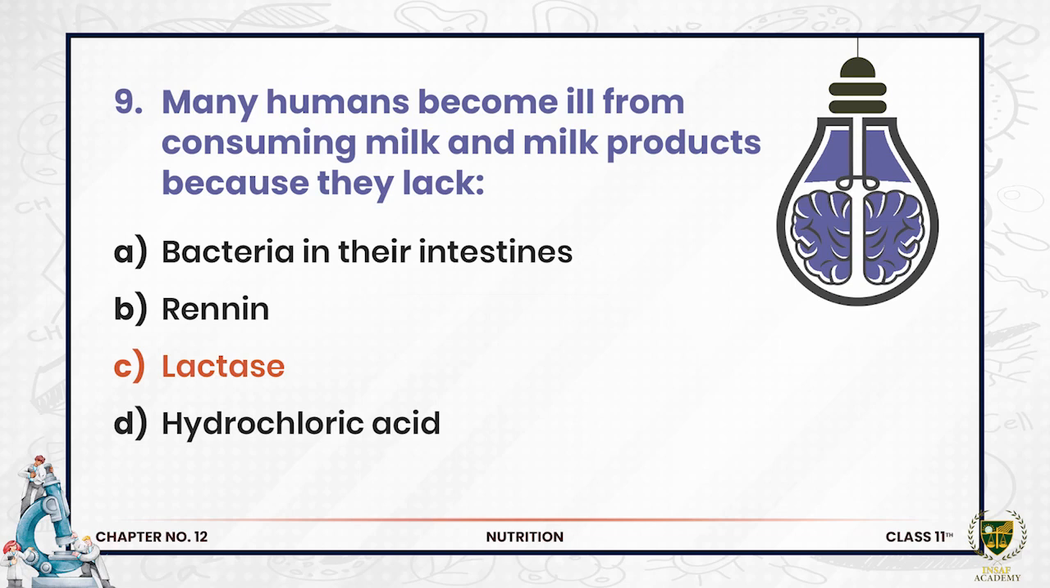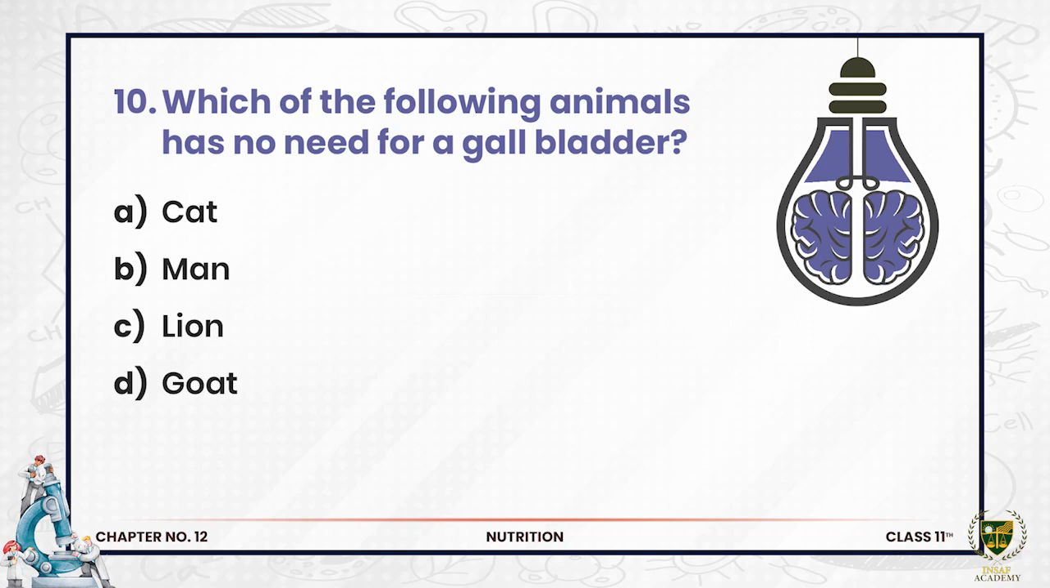And number 10. Which of the following animal has no need for a gallbladder? So what is the gallbladder needed for? For the secretion of bile, and what is bile needed for? For emulsification of fats. So alpha option cats, beta man, Charlie lion, and delta goat. So goats, you know, do not eat fats, so there is no need to emulsify them. So they do not need the gallbladder. So the correct answer is delta.